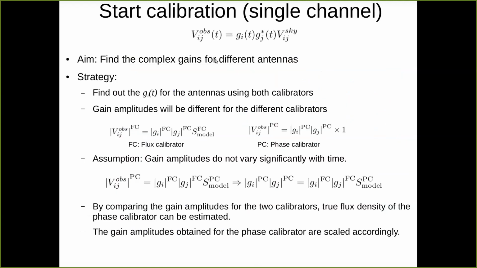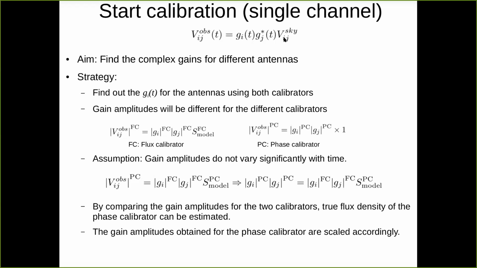Okay, now that we have come to only one channel of data, the bandpass has gone. So the equation is simplified to something like this. The observed visibility is equal to G_i star, the complex gain for the i-th antenna, G_j for the j-th antenna, and V_ij sky, which is the true visibility. The strategy that we adopt is the following. Now we have two calibrators. One is the flux calibrator, the other is the phase calibrator. For the flux calibrator, we know the true flux density, we actually know the V_ij sky.